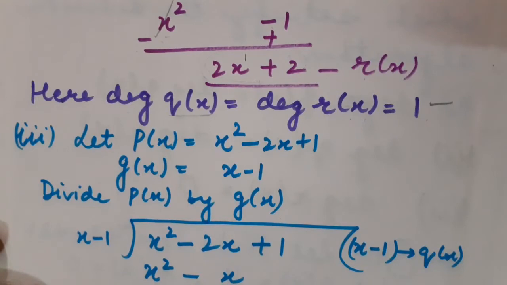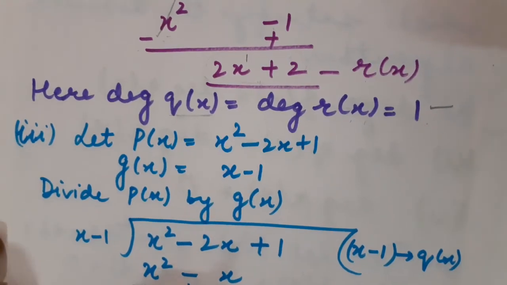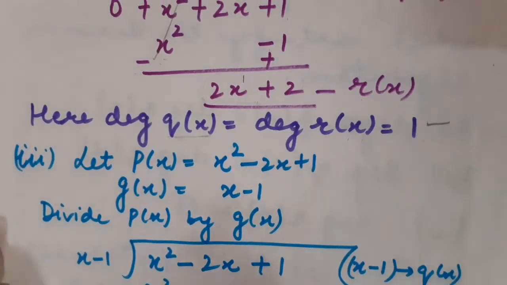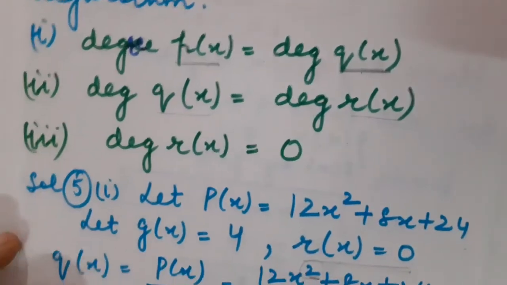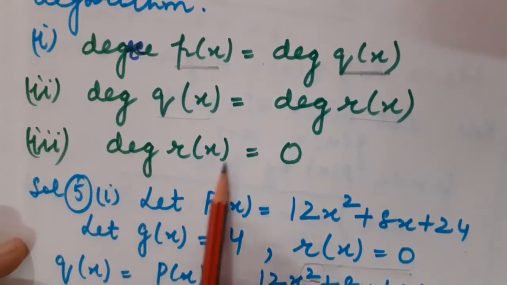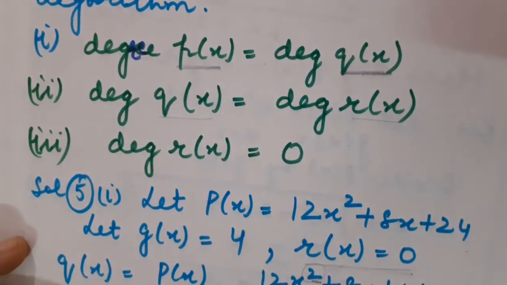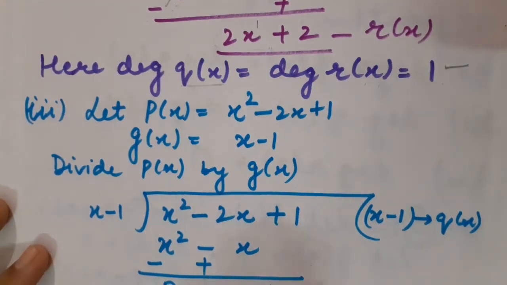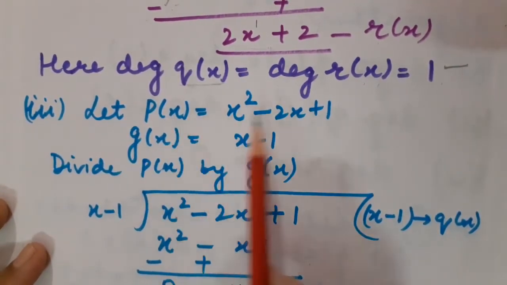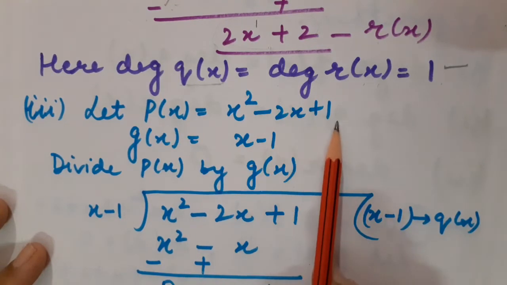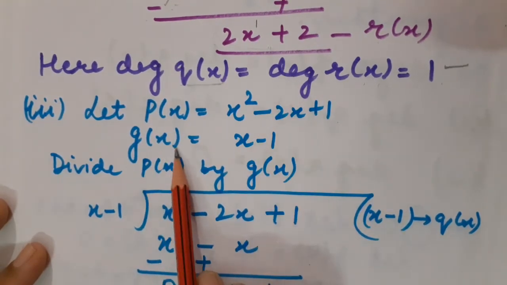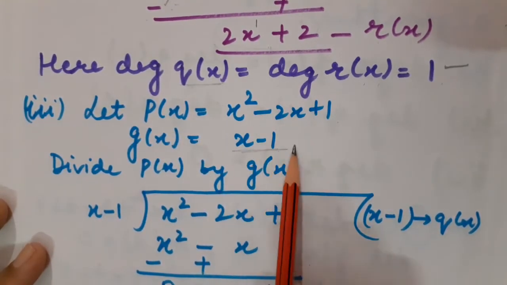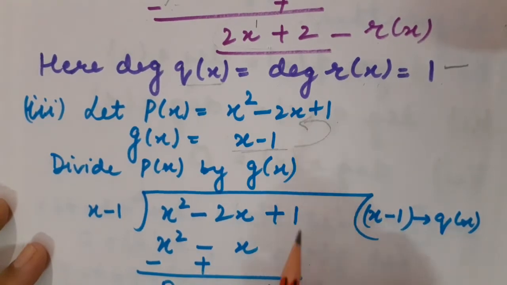In the third case you have to prove that degree of Rx is equal to 0. Let me show you once. You have to prove in the third part that degree of Rx is equal to 0, meaning the remainder must be 0. So let Px be x square minus 2x plus 1. Here I have taken Gx in such a way that Gx must be a factor of Px, because only in that case you can get Rx as 0.